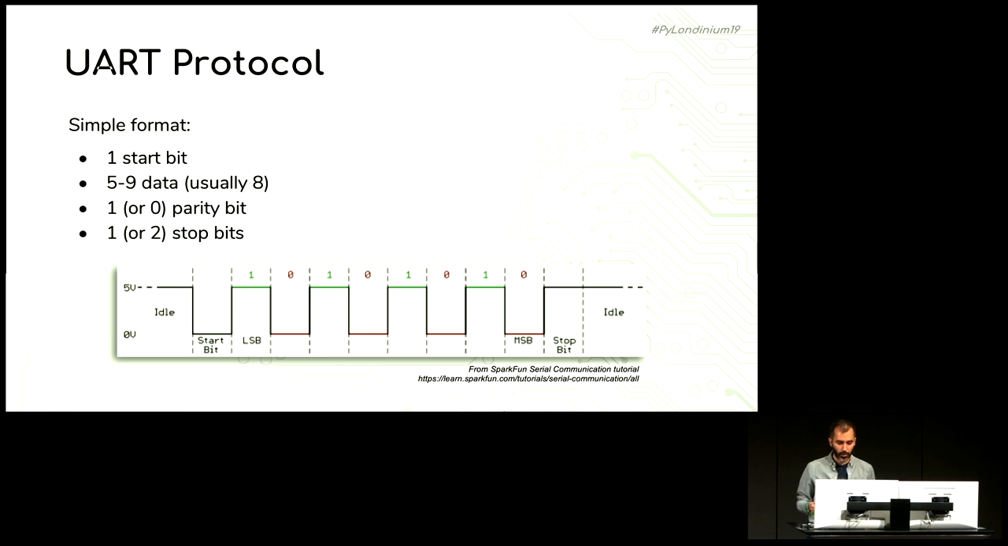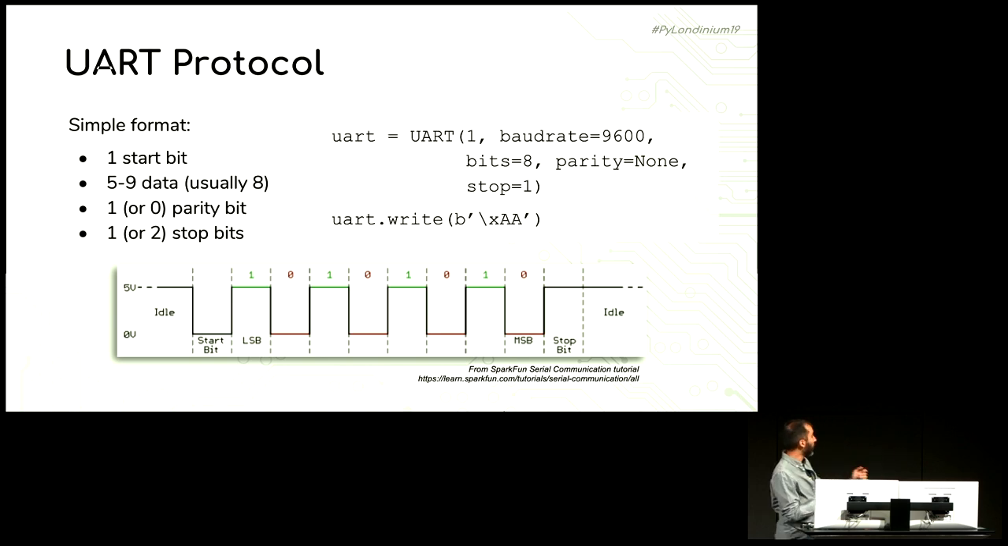So what does this look like in Python? It's quite simple as well. We initialize an instance of the UART class. In this case, the first argument is just telling which peripheral inside the microcontroller we're using, because you can have more than one. And then all the settings that we've discussed are just parameters passed to the constructor. Then we use the instance, and we can use methods like write and read to get the data.